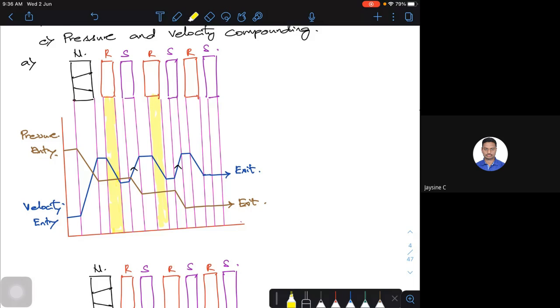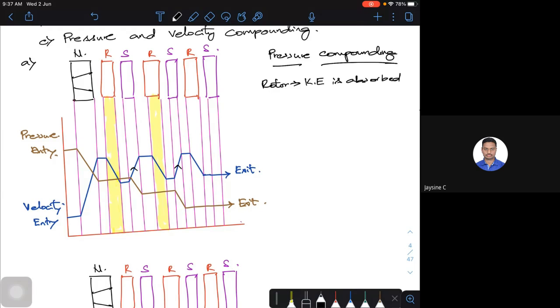Okay, in the rotor, what's happening? Let me write that actually. So, in pressure compounding, what happens? In a pressure compounding machine, the kinetic energy, see, in the rotor, what will happen? Okay, in the rotor, the kinetic energy is absorbed. The kinetic energy is absorbed.